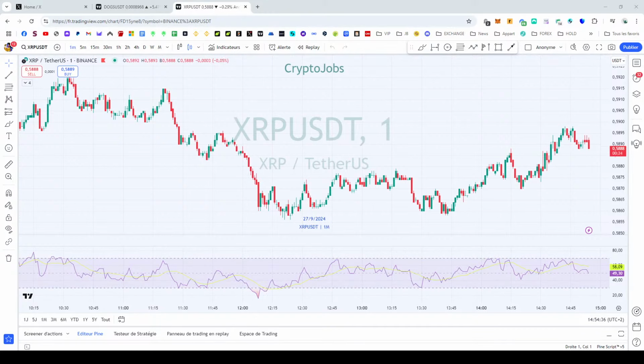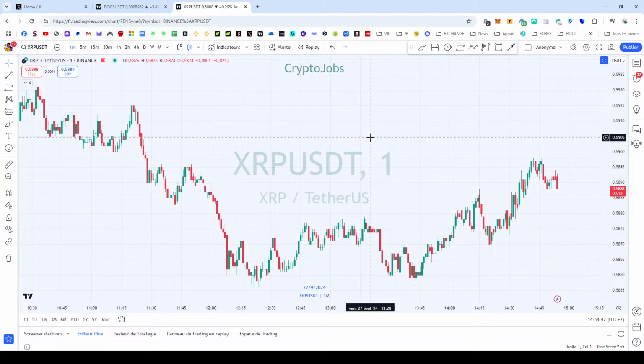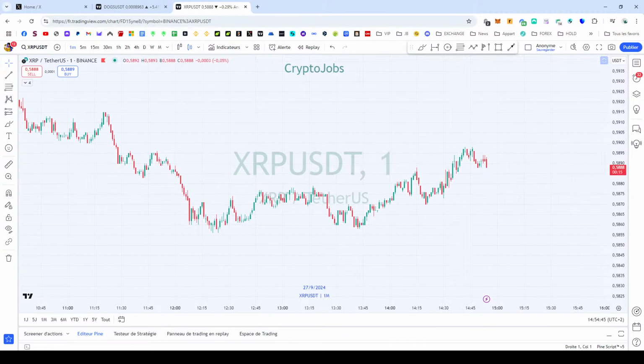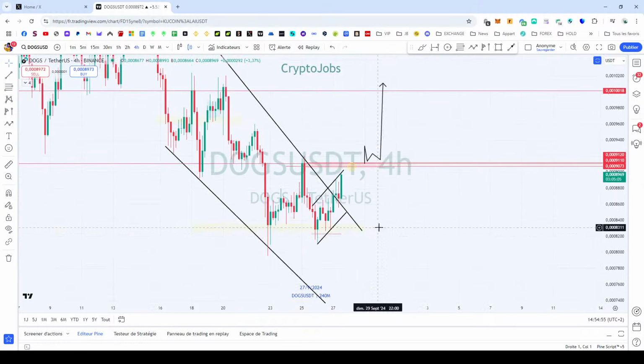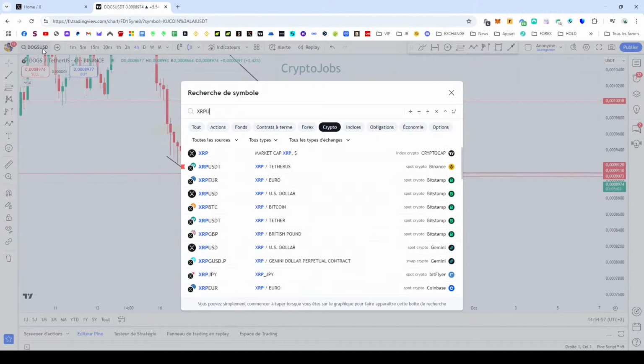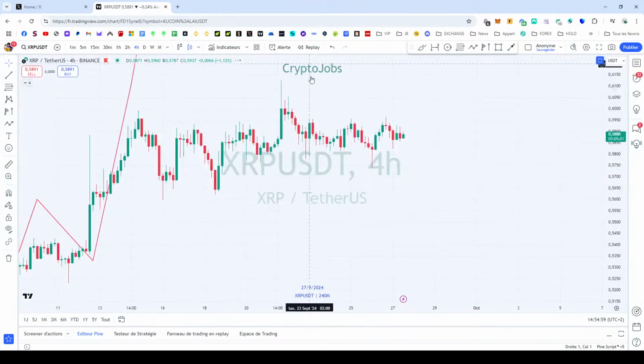Yes, I can't check all the tokens unfortunately, but I will start to check XRP right now. As you said. Okay, I think I have to move on this. So let's go for XRP. This is the XRP USDT chart on Binance.